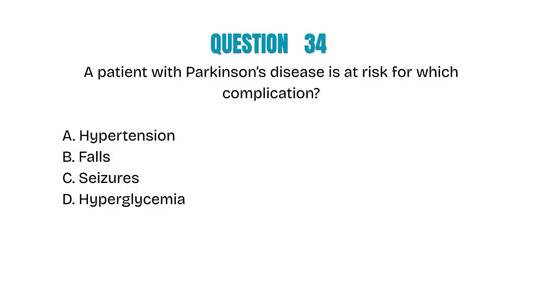Question 34. A patient with Parkinson's disease is at risk for which complication? A. Hypertension. B. Falls. C. Seizures. D. Hyperglycemia.